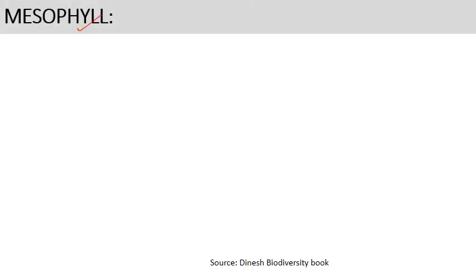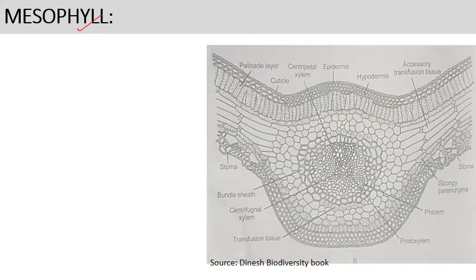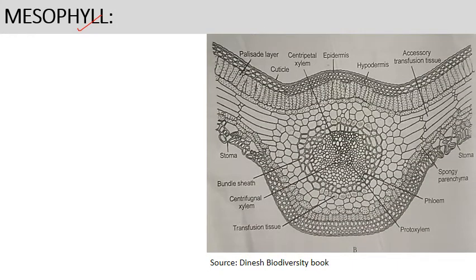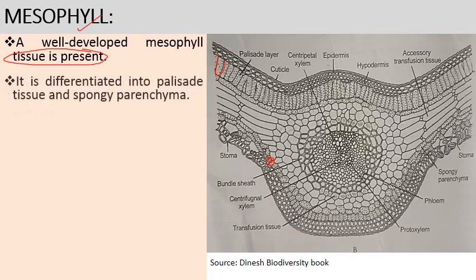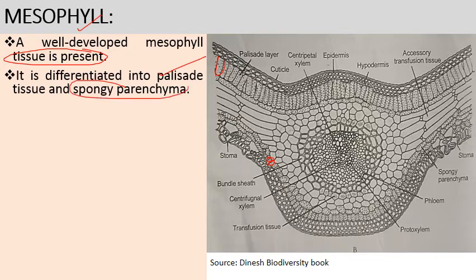Next comes mesophyll. Mesophyll is present below the hypodermis, and it is differentiated into palisade and spongy parenchyma. So in this diagram we can see the hypodermis is followed by mesophyll tissue, and the mesophyll tissue is differentiated into palisade and spongy parenchyma. Palisade parenchyma consists of compactly arranged large elongated cells without intercellular spaces, while above the lower epidermis are present spongy parenchymatous cells which have intercellular spaces. So a well-developed mesophyll tissue is present in the Cycas leaflet. It is differentiated into palisade tissue and spongy parenchyma.